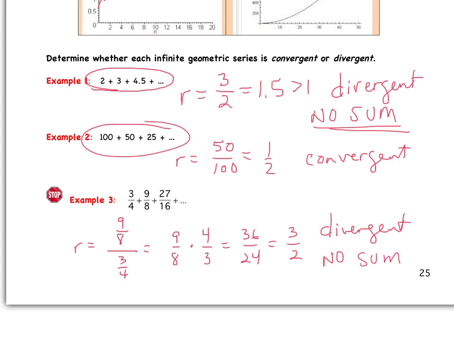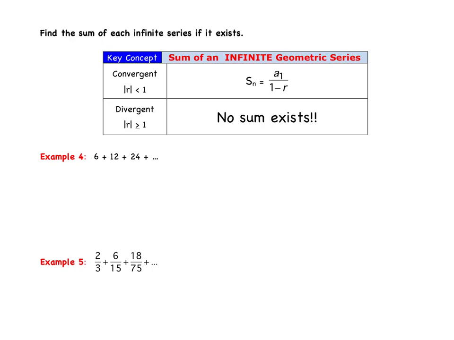Alright, I'm going to go on to page 2. Now that we understand the concept of a convergent and a divergent series, our goal now is to be able to find the sum. Well, for the divergent series, we already talked about the idea that no sum exists.